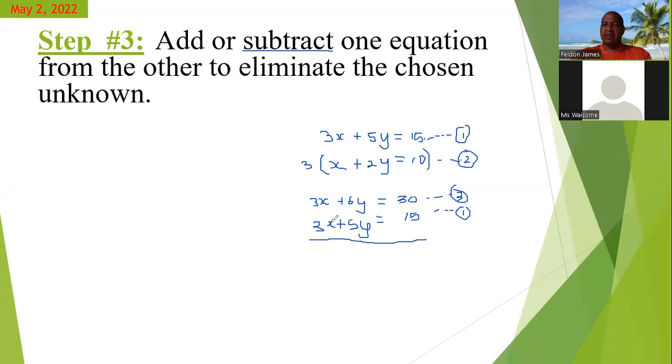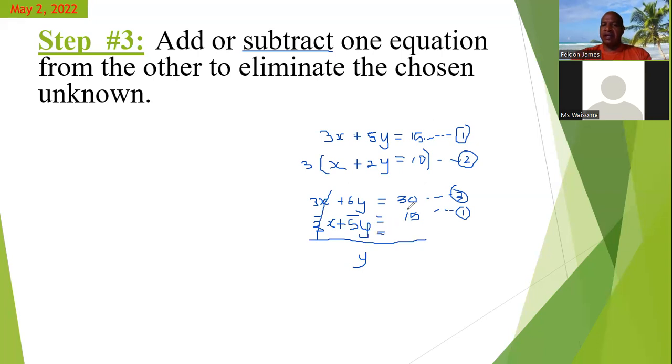Now, in our subtraction, we're taking away terms from terms. So the 3x here, we're subtracting this 3x from that 3x. So that would give us zero, because you're taking away 3x from 3x. Now you're taking away this 5y from 6y. So you will be left with y.